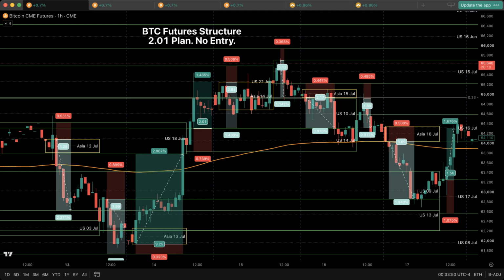Entry. July 14th US upper boundary. Stop. July 14th US lower boundary. Target. June 22nd US midpoint. Risk-reward ratio, 2.01. But price does not touch the entry line. No entry. No chase. No trade. Price reaches. It reacts. It runs without us.